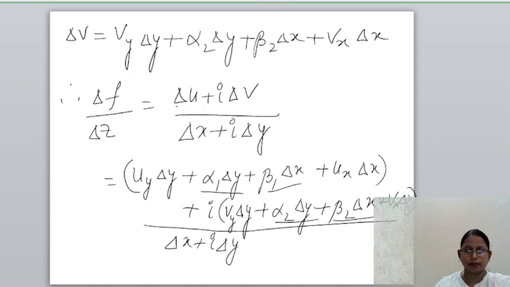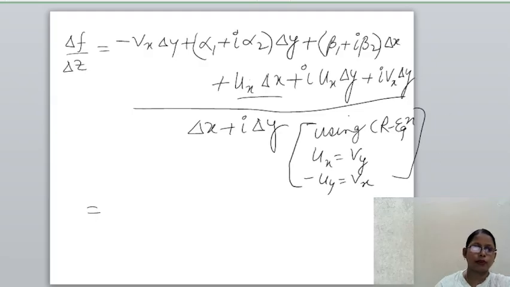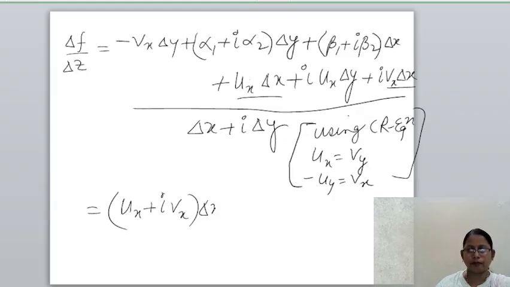This is delta x, not delta y. So from this and this, take delta x common, we will be left with ux plus i vx delta x. From this term and this term I'm taking delta x common, I will be left with ux plus i vx. Again this is minus 1. Minus 1 is my i square. So in place of this minus 1, I can write i square.